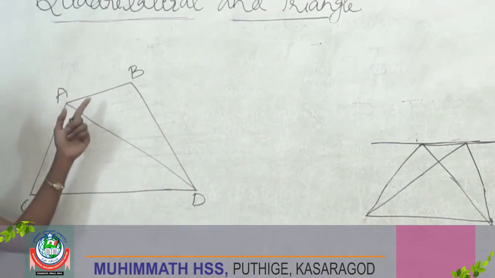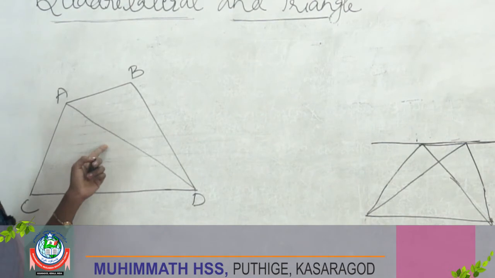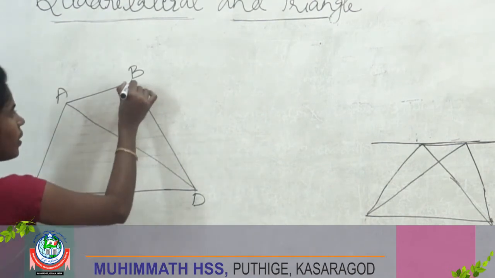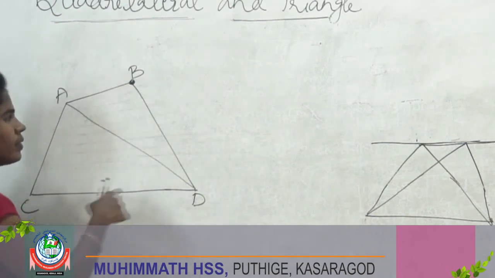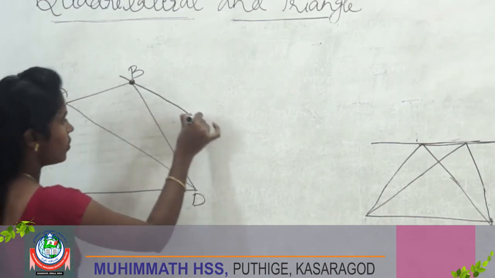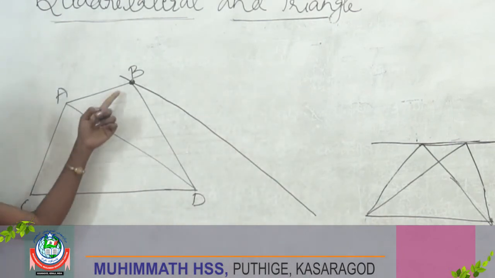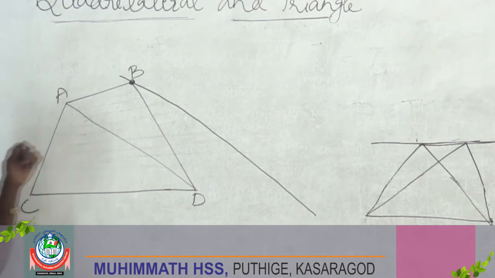First you draw a quadrilateral ABCD. Next step is draw a diagonal, and third step is draw a line through the fourth vertex of this quadrilateral which is parallel to the diagonal.